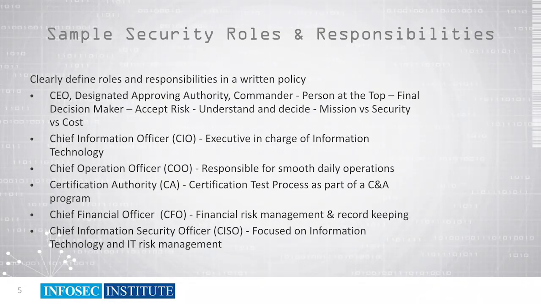Our Chief Information Officer, or CIO, is a term you should be familiar with for the CISSP examination. This is the executive in charge of our information technology. Our Chief Operating Officer, or COO, is responsible for our daily operations. Our Certification Authority, or CA, is part of our certification and accreditation process. The Chief Financial Officer, or CFO, is generally responsible for risk management and record keeping. And finally, our CISO, or Chief Information Security Officer, focuses on our information technology and our IT risk management. And you should also be familiar with the CISO for the CISSP exam.